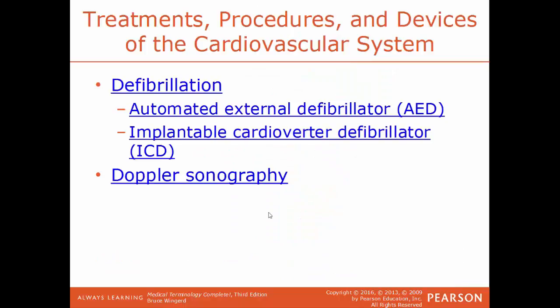So our next procedure, defibrillation. This is the process of stopping fibrillation within the heart. Fibrillation is the uncontrolled, uncoordinated, rapid heartbeat. And the way you can have defibrillation is by using an AED, an automated external defibrillator. These are the paddles that you see when someone yells clear, and then they hit the buttons and a person's chest kind of jolts up due to the electric shock.